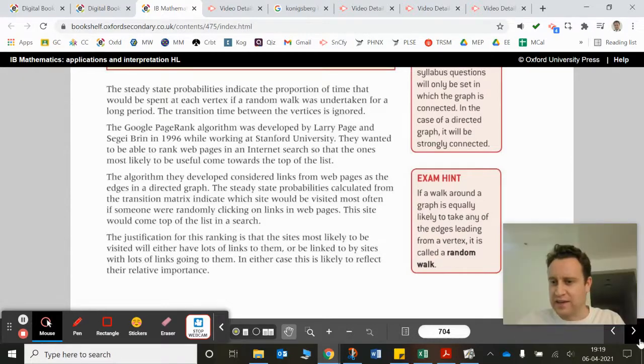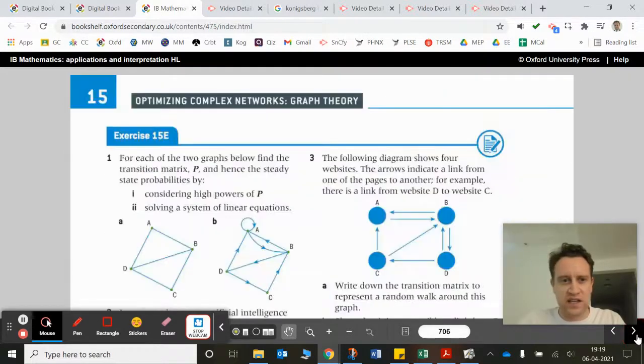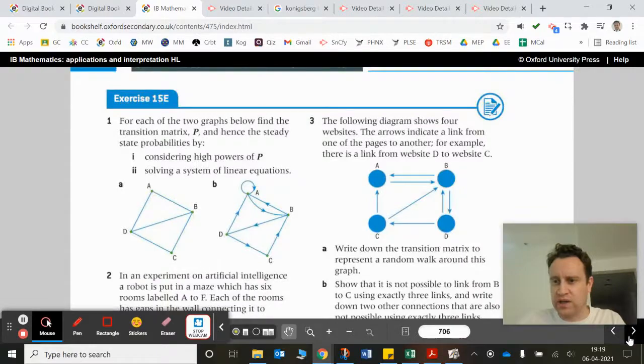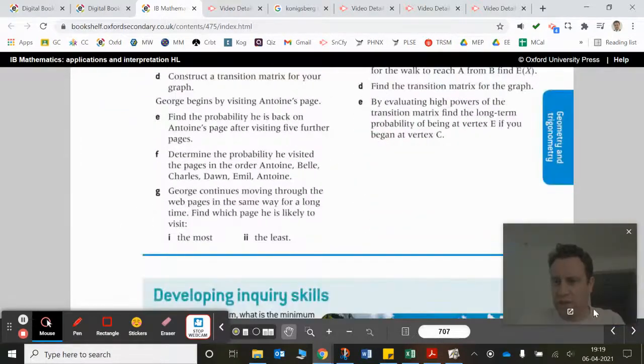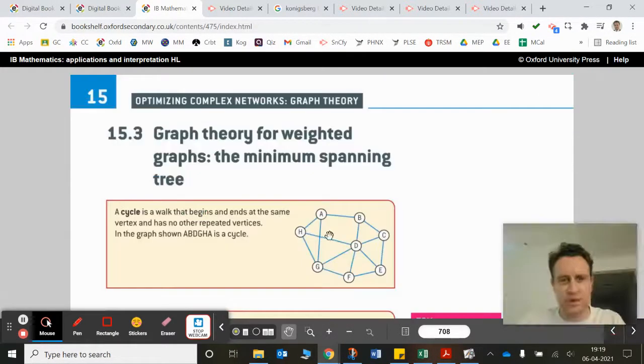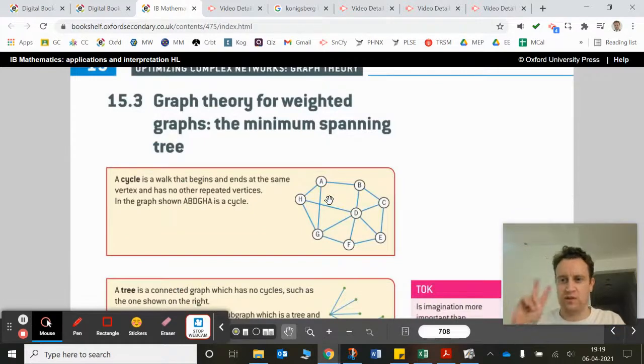There you go. Okay, well, thanks for listening in. There's 15E to have a go at next. And then beyond that, we're talking about minimum spanning trees. And we'll talk about 2 algorithms for that as well.